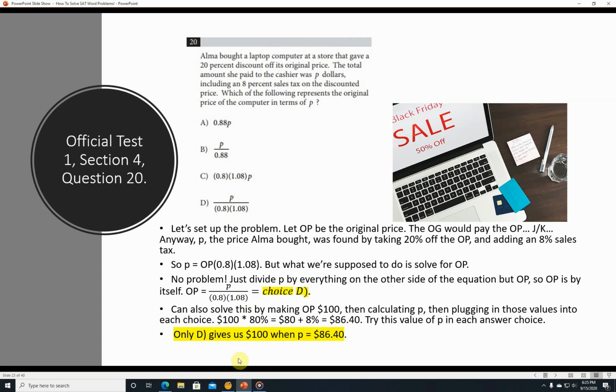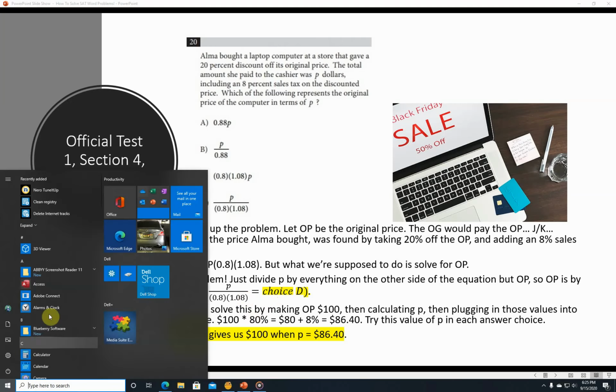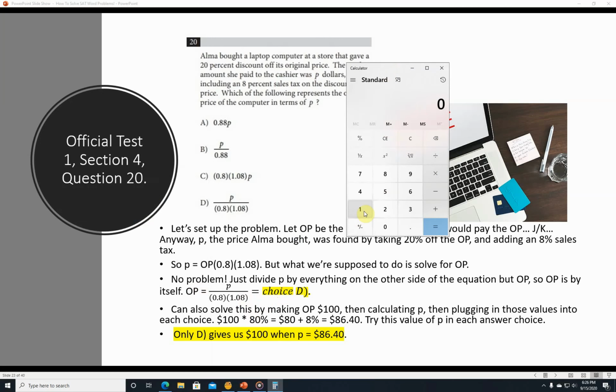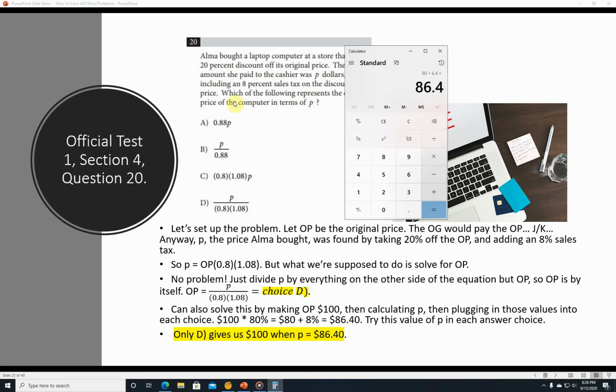We can also solve this by just making the original price $100, because it's a percentage problem. When you're doing a percentage problem, it's always best to make it 100 or a multiple of 100. So we get 100 times 80%, which is 0.8. Boom, it's $80. And now we're going to add 8%, which is 6.4. Boom, it's 86.4. So now we can just plug this in and see which one of these equations actually gives us $100 when we plug it in.